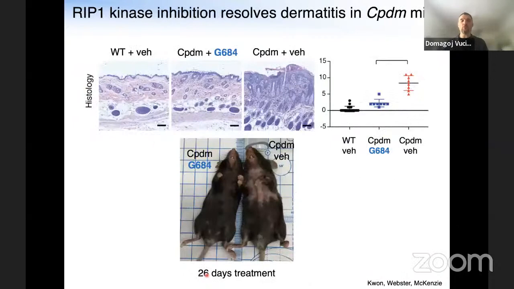So we did it now with 4 weeks, and we see very complete protection from this skin inflammation. This is histology. This one, with the compound, looks just like a wild type. They didn't even get any inflammation to begin with. And to emphasize, these animals were 6 weeks old when we started, and then we treated them daily for 4 weeks and then evaluated, and they revert. They look like wild types, versus these ones with vehicle that have severe skin inflammation.